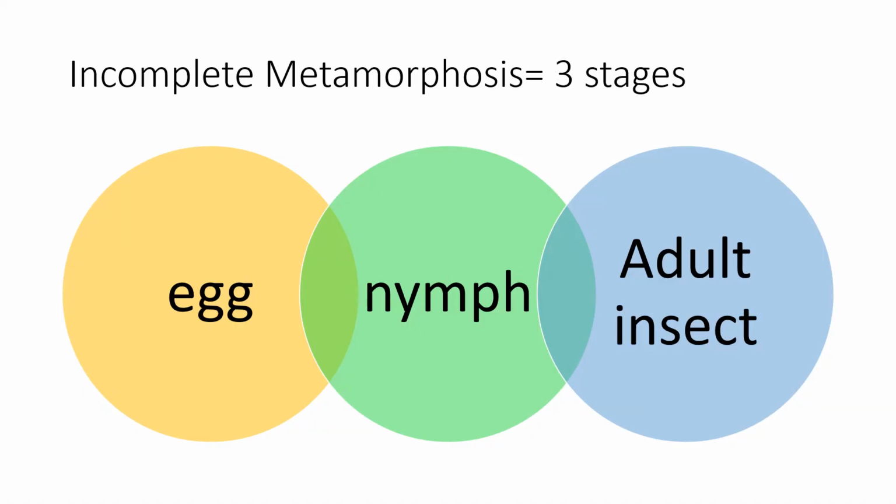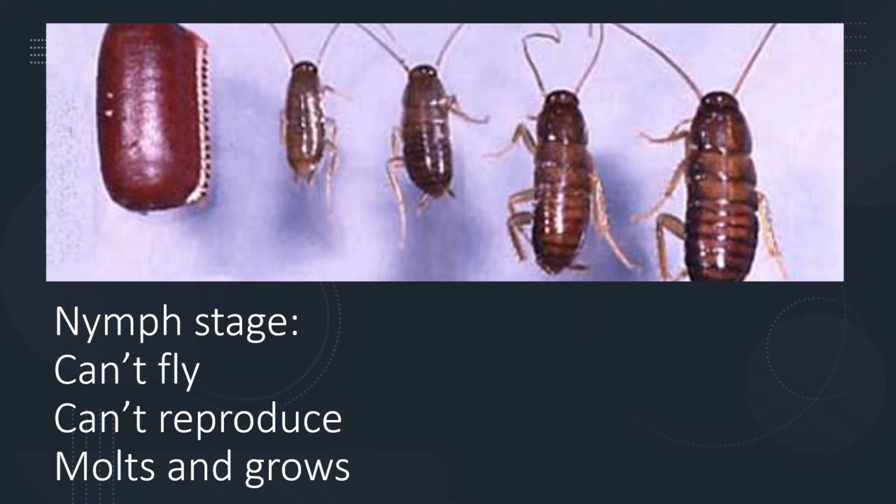Now, an incomplete metamorphosis is done by insects like cicadas, dragonflies, cockroaches, grasshoppers, and crickets. It has three stages: the egg, the nymph, and the adult. So there's no larva or pupa. As you can see here in the picture, these are all nymphs. And they kind of look like each other, so that's why it's an incomplete metamorphosis. Because the animal doesn't really change that much.